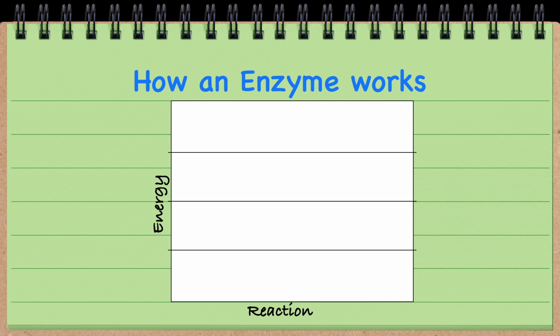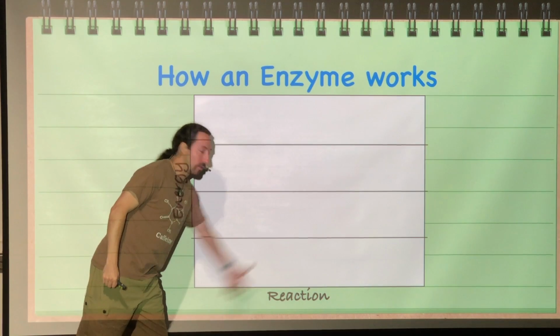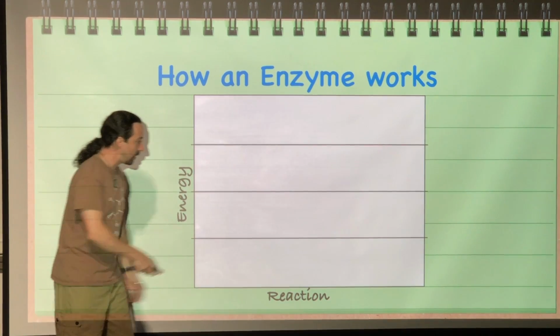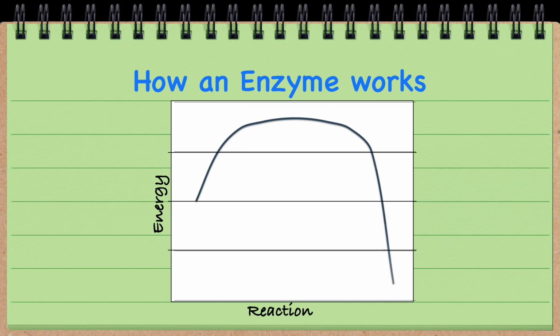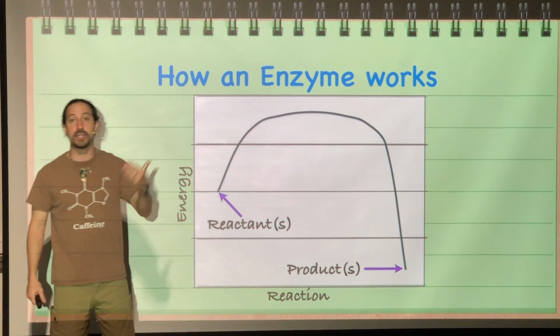So how does an enzyme actually work? To understand this, we're going to use a little graph. We have energy levels, and on the bottom, we have our reaction. So the beginning of our reaction is over here, and the end of our reaction is on the far side. If we were to look at a simple chart, the reactants would start with a certain amount of energy. And in this case, this reaction releases energy, so the product's energy level is lower.